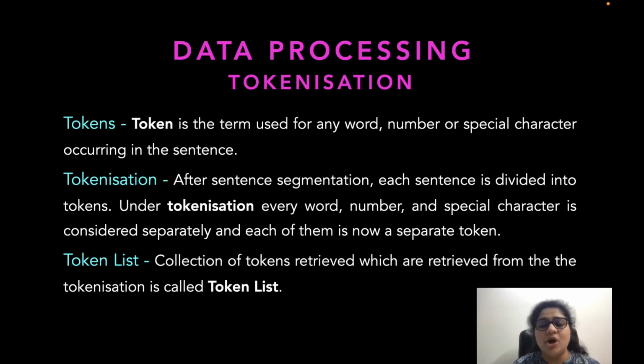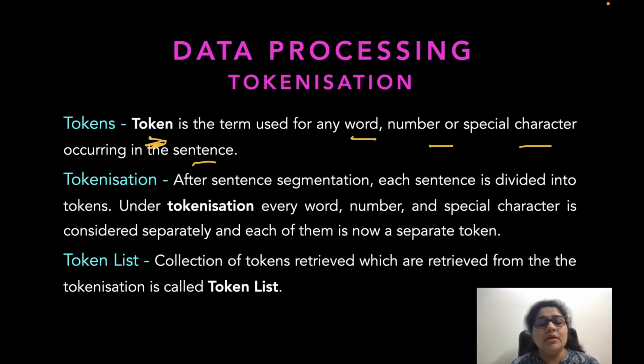The first term is token. Token is a term used for any word, number or special character occurring in the sentence. What is a token? Any word, number or special character. Whatever different words, numbers, characters are appearing in my sentence, all those are termed as tokens.